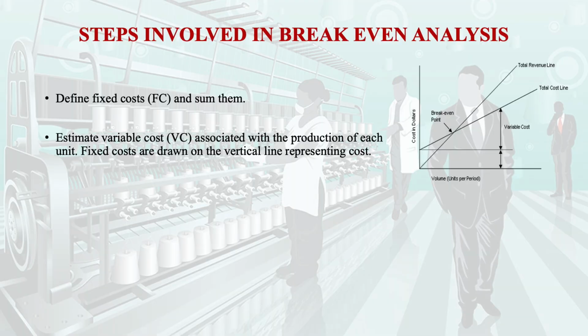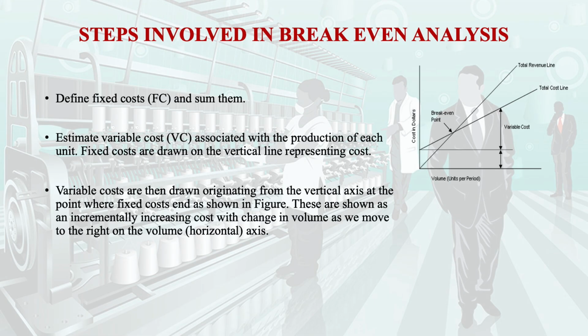By taking the various examples, we have seen how you will conduct the break-even analysis. In short, we will again explain the different steps which are involved in the break-even analysis. First step is to define the fixed cost. What are the different types of fixed cost? You need to sum them up so that you get a single entity as the fixed cost. Then estimate the variable cost associated with production of each unit.